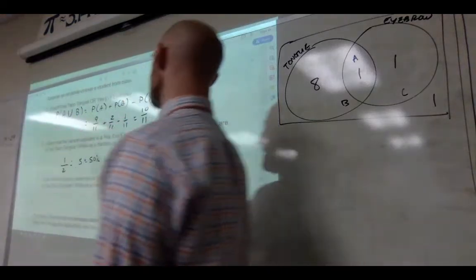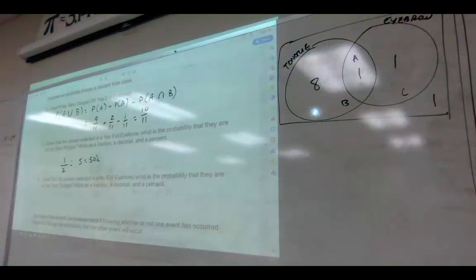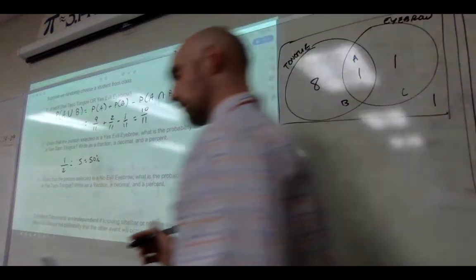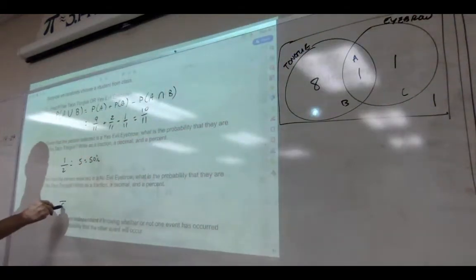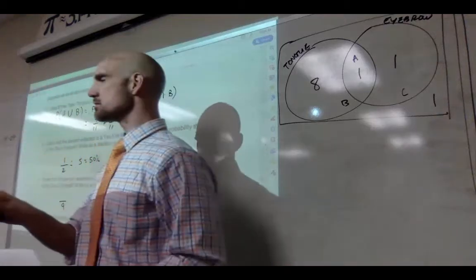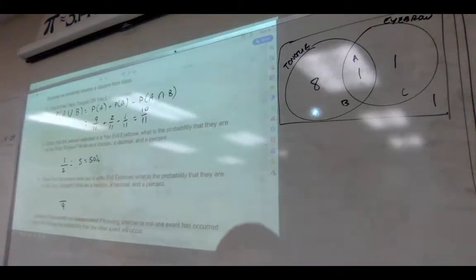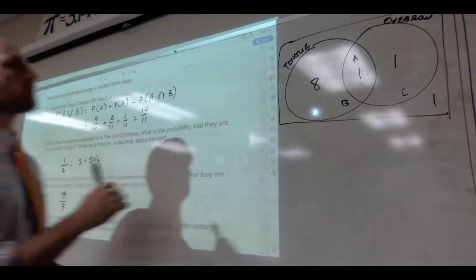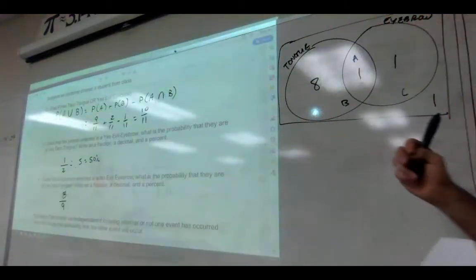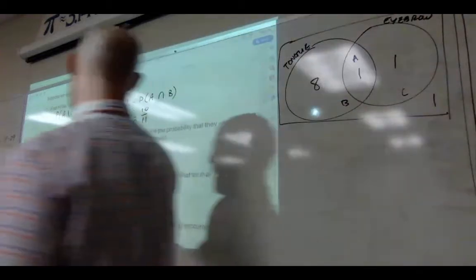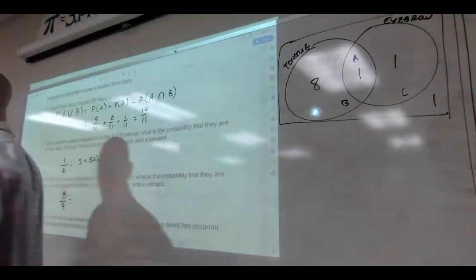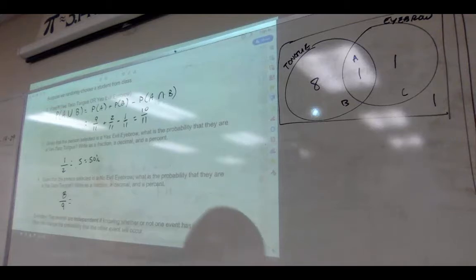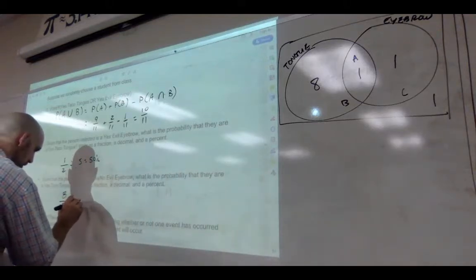Given that the person selected is a no evil eyebrow, what is the probability that they are a yes taco tongue? What's our denominator here? 9. What goes on top? Yes, taco tongue. No evil eyebrow. Express it as a decimal and as a percent. What did you get? 88.8%. Oh, 88.9%.